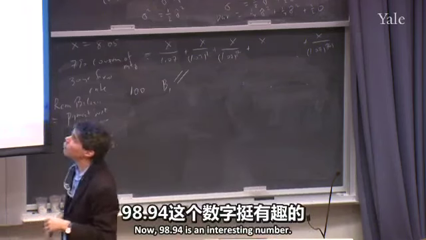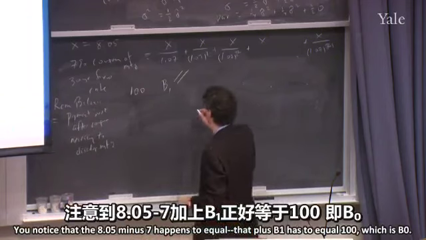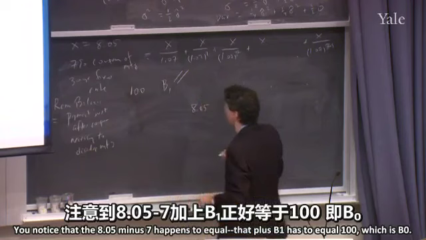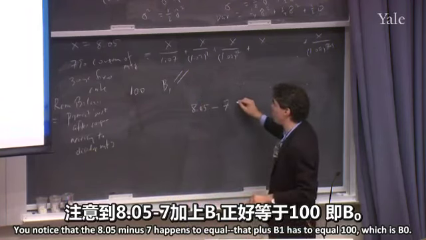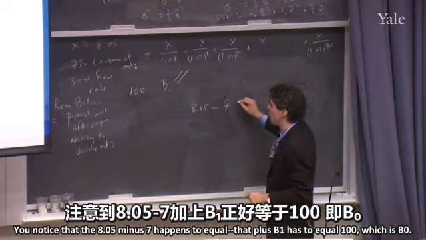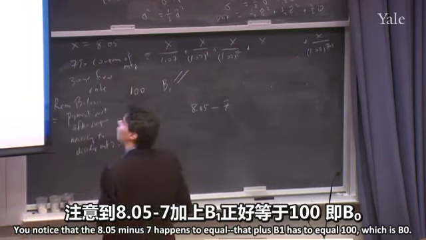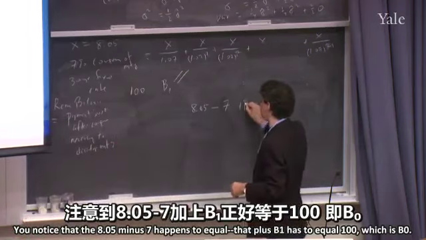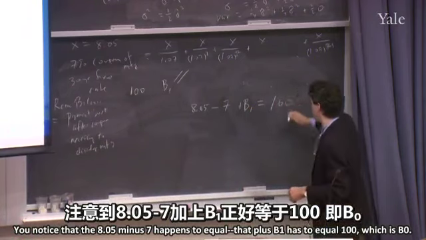Now, 98.94 is an interesting number. You notice that the 8.05 minus 7 happens to equal... that plus B1 has to equal 100, which is B0.